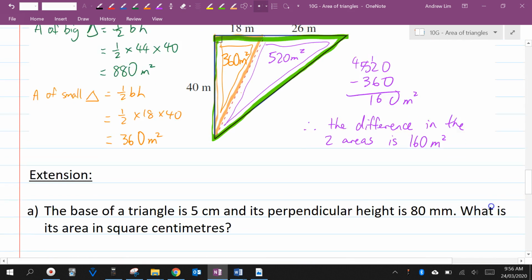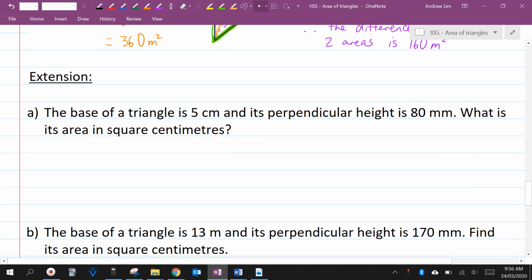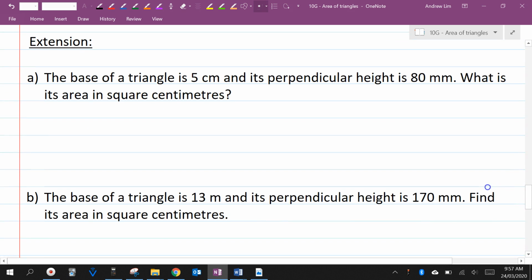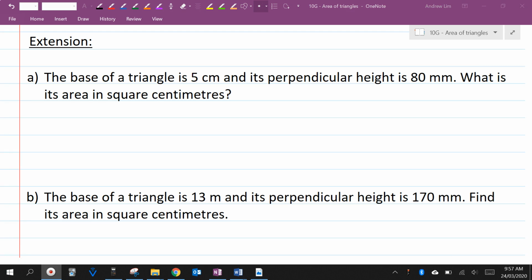Okay. Let's have a look at some extension questions. I'm going to go through the first one with you, and then I'll get you to try B by yourselves. Okay, so the base of a triangle is 5 centimeters and its perpendicular height is 80 millimeters. What is its area in square centimeters? So whenever I'm given a word problem and I have to draw a triangle, usually I'll just draw a right angle triangle.